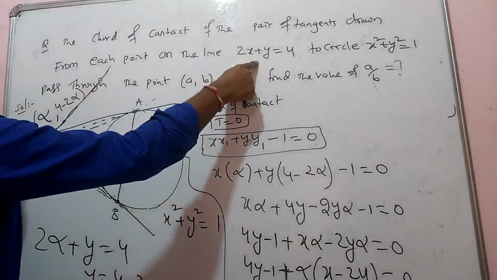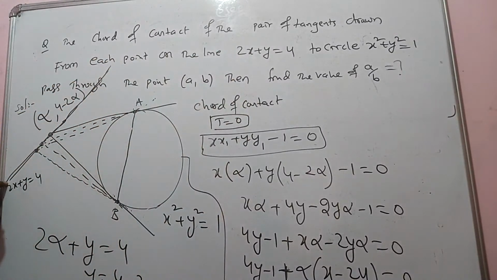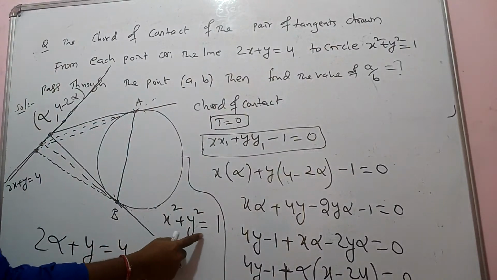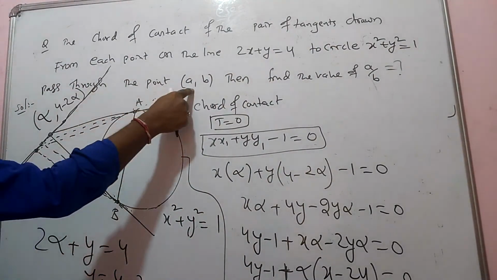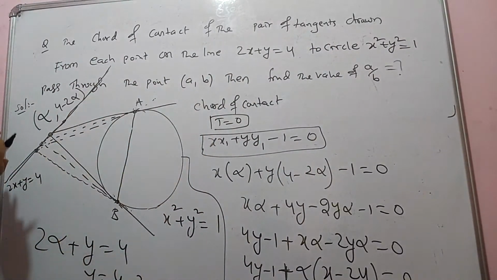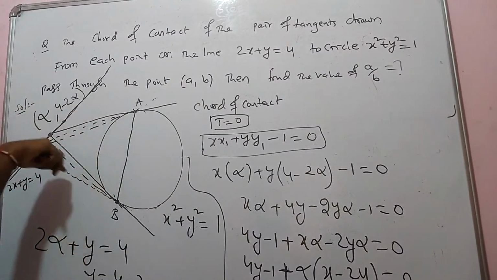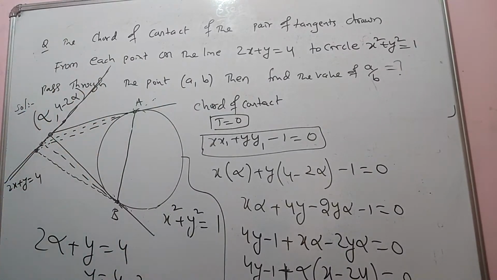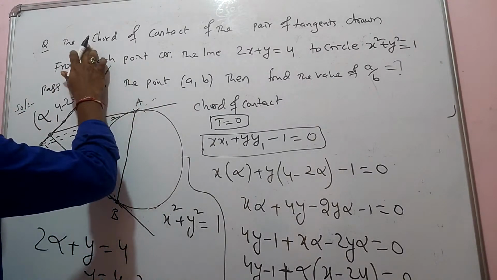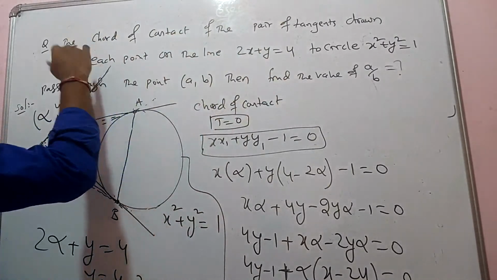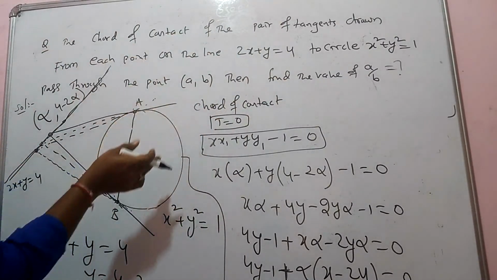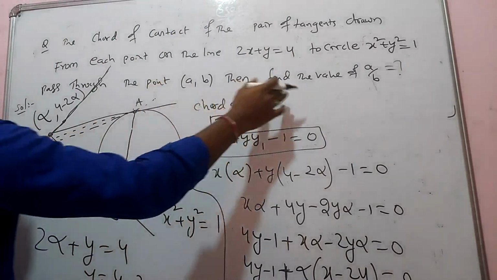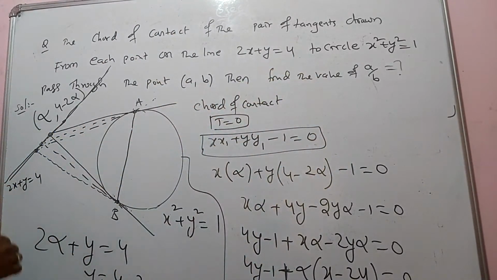From each point on the line, a pair of tangents is drawn to the circle x square plus y square is equal to 1. The chord of contact of the pair of tangents passes through a point A comma B. Then find the value of A by B. A by B value is how much?